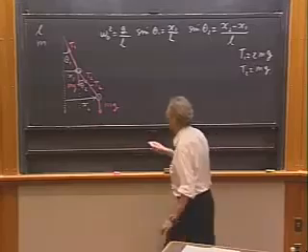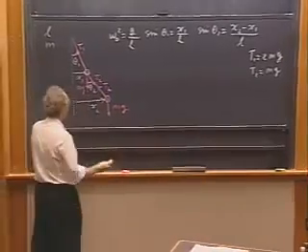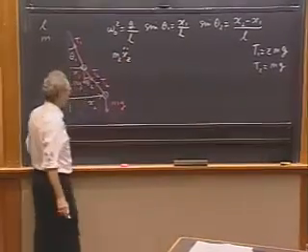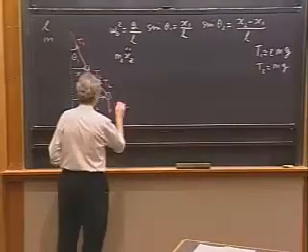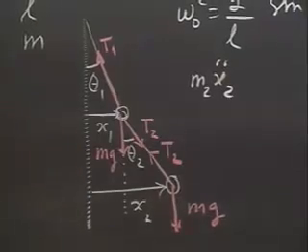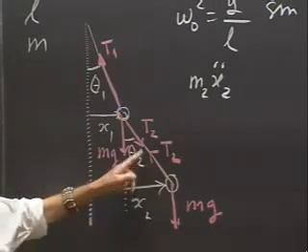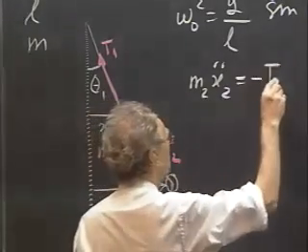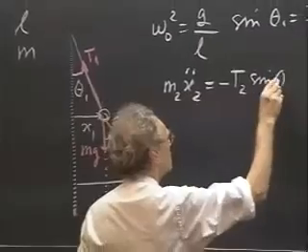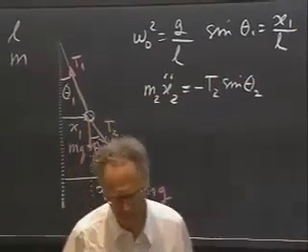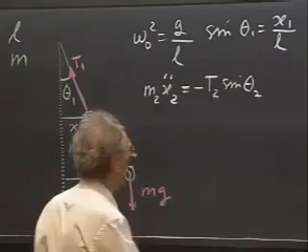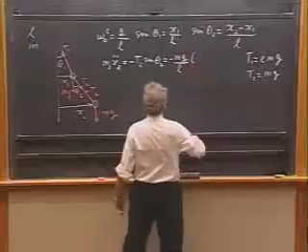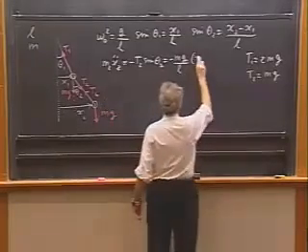So let me first start with the bottom one that has only two forces on it, so that may be the easiest. m2 x2 double dot. And so the only force that is driving it back to equilibrium in the small angular approximation is then the horizontal component of the T2. So that equals minus T2 times the sine of theta 2. And for that I can write minus mg divided by L times x2 minus x1.